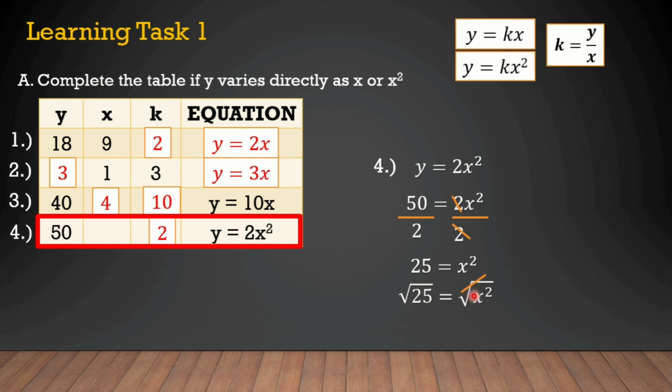Cancel natin yung radical. Tapos, cancel natin yung x squared, kasi the square root of x squared is x. Then, the square root of 25 is 5. Kaya, ang x natin ay 5.